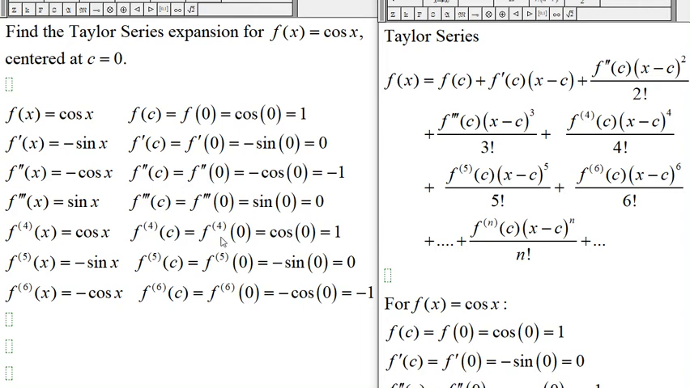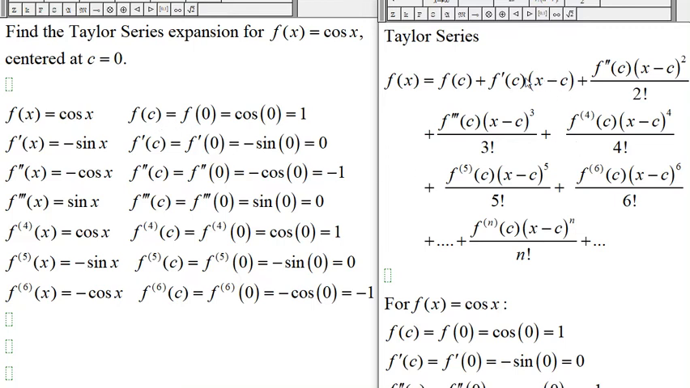The fourth derivative at 0 is cosine of 0, which is 1. The fifth derivative at 0 is negative sine of 0, which is 0. The sixth derivative, which is negative cosine of 0, which is negative 1. So the pattern is going to be 1, 0, negative 1, 0, 1, 0, negative 1, 0. And then this is our formula right here.